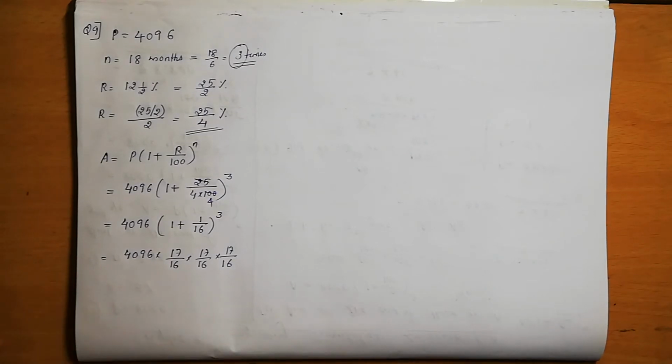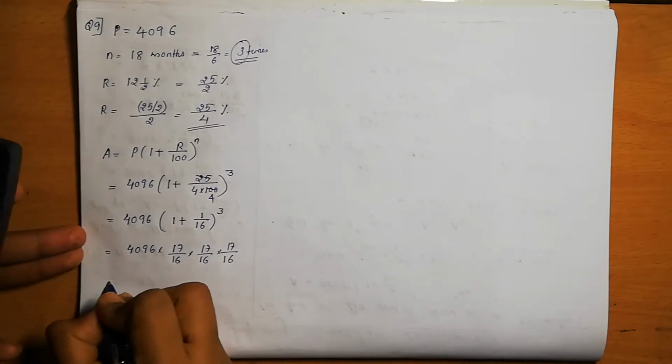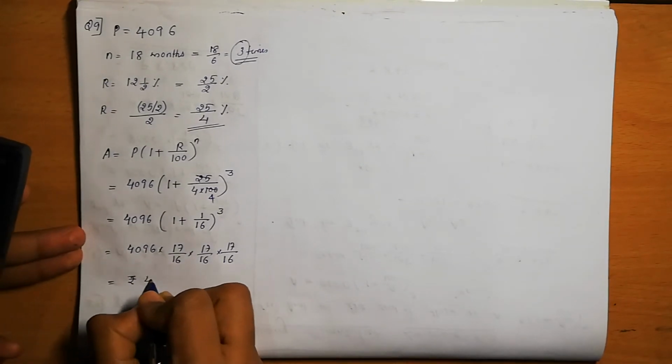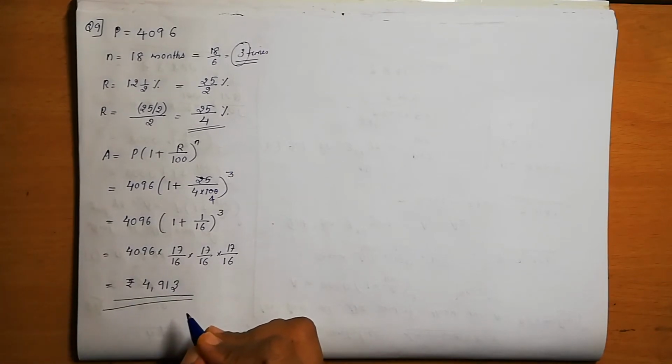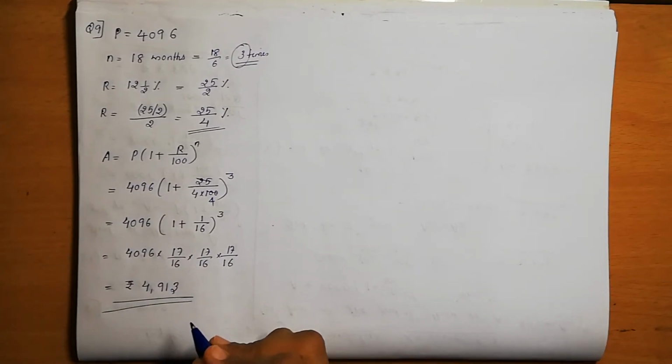Anyway, we can find out the answer. That means 4096 into 17 cube by 16 cube. So that is equal to 4913. That means rupees 4913. So this is the amount he will get at the end of 18 months. Answer.